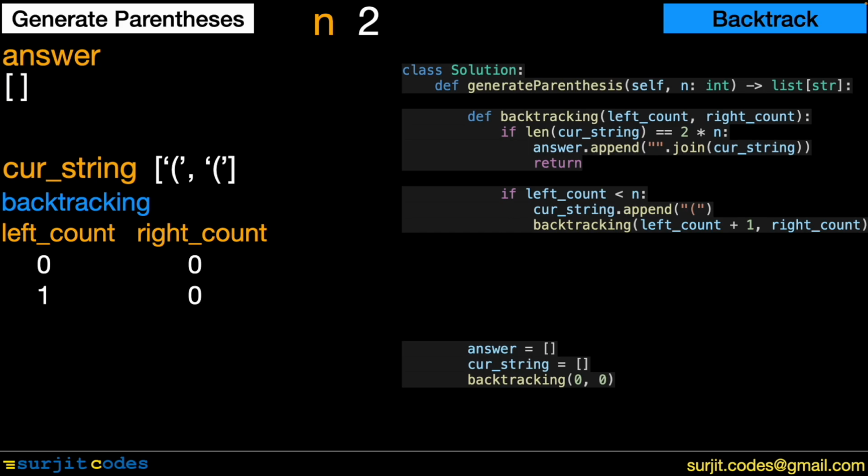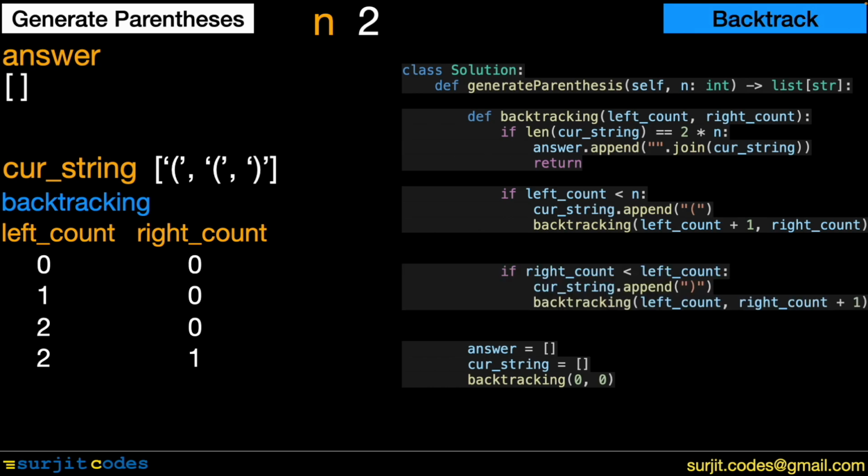We append another parenthesis to the current string and make another call. Now left count is equal to n, so we skip the if statement and append the right parenthesis this time and call backtracking. We repeat it once more.